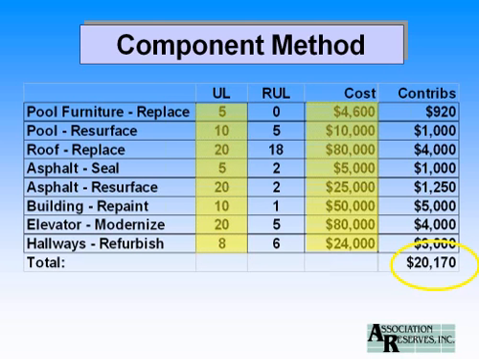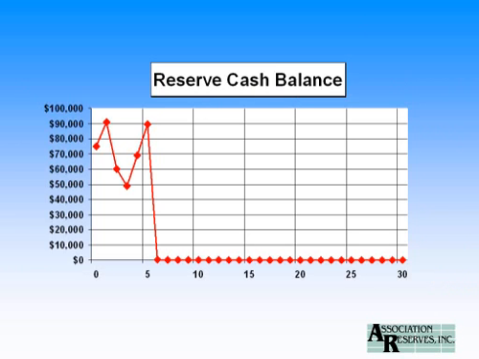So based on this component list, 50% funded for this association this year is $77,050. So let's start this association off with $77,050 in its reserve fund, and let's watch and see what happens. Adding $20,170 per year to the starting balance and subtracting those reserve expenses as they occur results in the reserve balance becoming completely depleted in the 6th year.